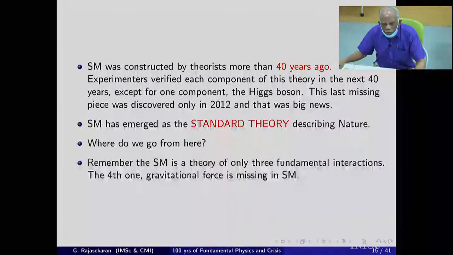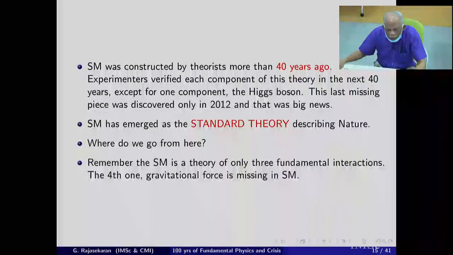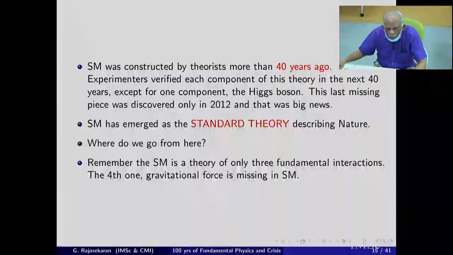And this prediction of 80 and 91 GeV mass particles, W and Z, of electroweak theory: these particles with precisely these masses predicted by electroweak theory were discovered at CERN in 1982, and that was a great triumph for the theory.